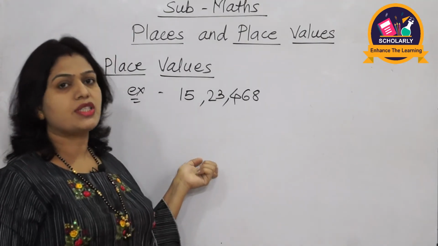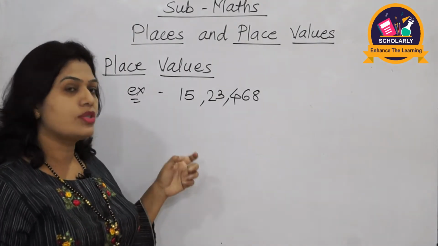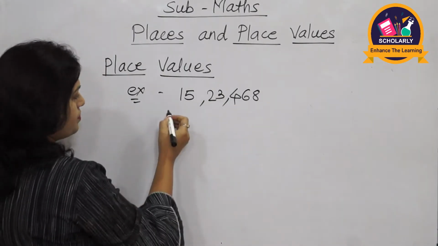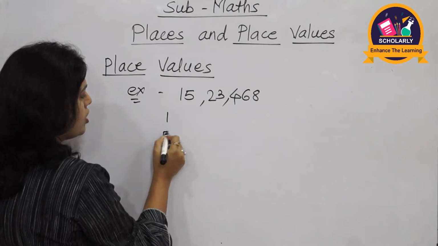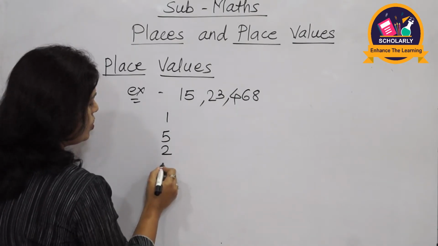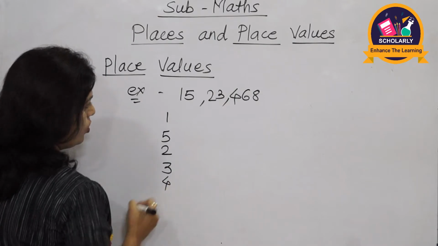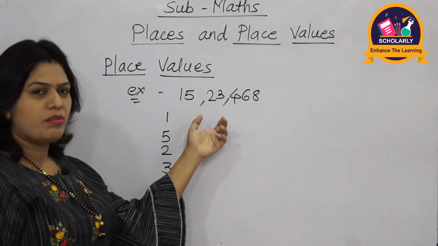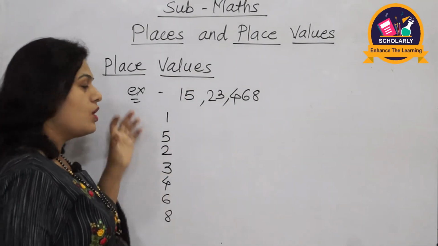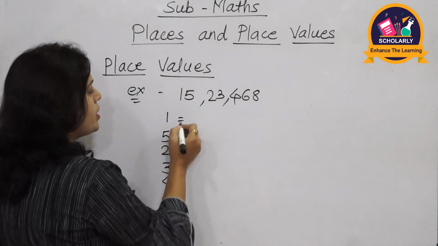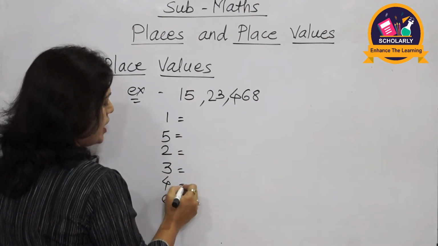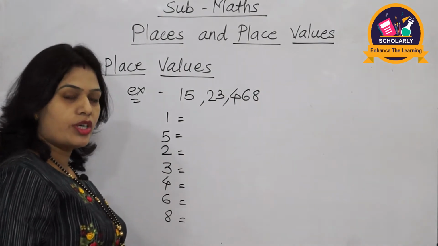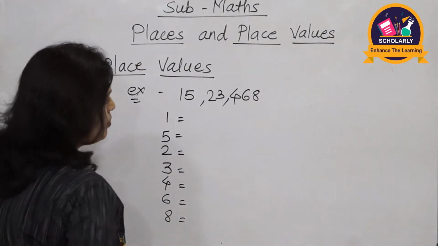It is a 7-digit number. So let's see how to count the place values. First of all, we will write this number vertically. That means 1, 5, 2, 3, 4, 6 and 8. The number is the same, we have just written it vertically, so we can count the place values easily. So let's see how to calculate the place value. If we start from the bottom, that is the last digit, it would be easier.